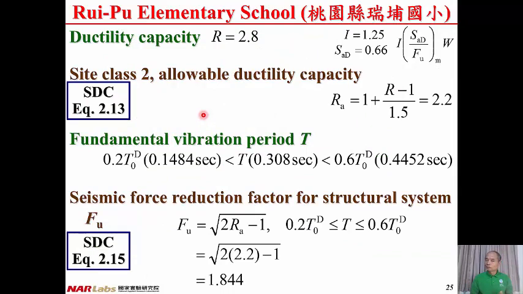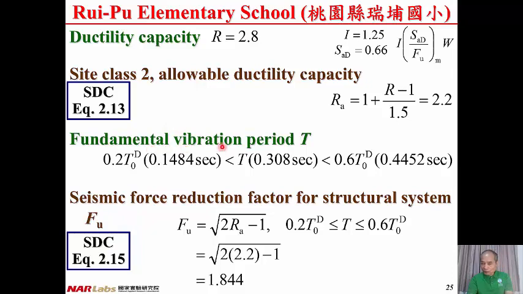Because the building locates as site class 2, therefore the allowable ductility capacity RA equal to 1 plus R minus 1 divided by 1.5 equal to 2.2 according to equation 2.13 of the seismic design code.